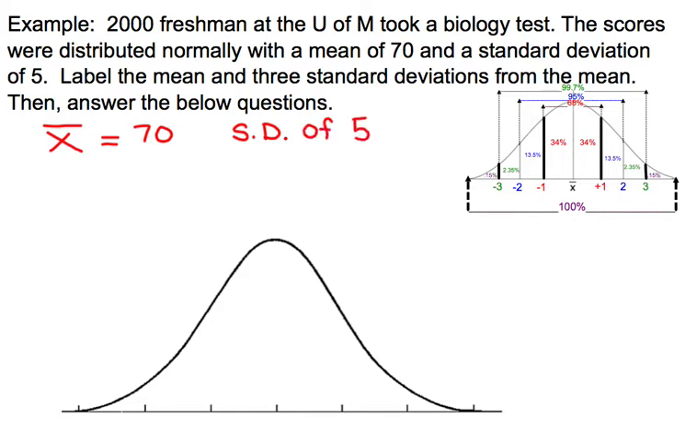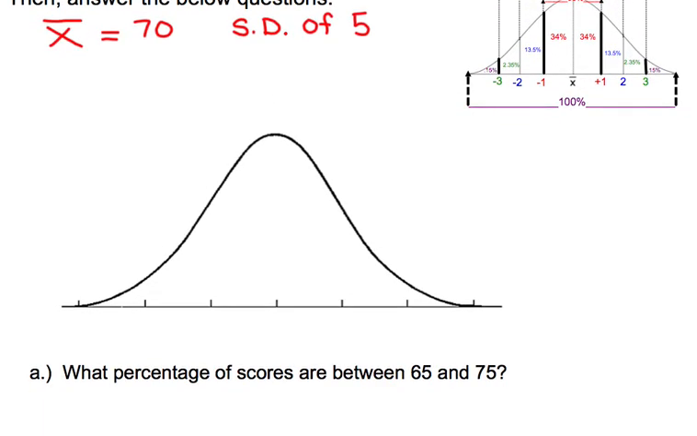What we're going to do is label the mean on the graph below and label the 3 standard deviations from the mean in the positive and the negative, and then answer the questions. So I do have the distribution table up above for us to reflect on. So the first thing we do is we drop our mean first. So this is where our mean falls, and our mean is 70. So down below here I have 70. Now the standard deviation from the mean is 5.